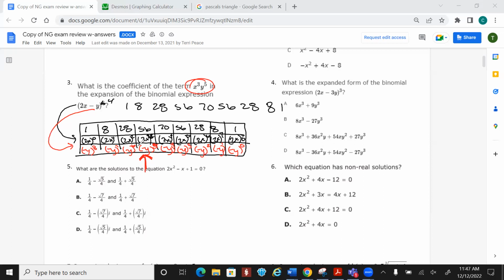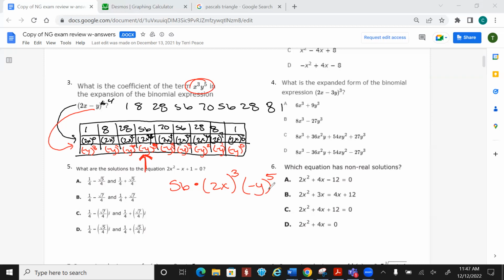So right here, we're going to take 56. I'm going to write this down here because I'm just out of room. 56 times 2x to the 3rd power times negative y to the 5th power. So you go 0, 1, 2, 3, 4, 5, 6 when you're doing the powers in the second row. In the second row, you're going 0, 1, 2, 3, 4, 5, 6, 7, 8. And then the 3rd row, you're going to count down. 8, 7, 6, 5. Down.